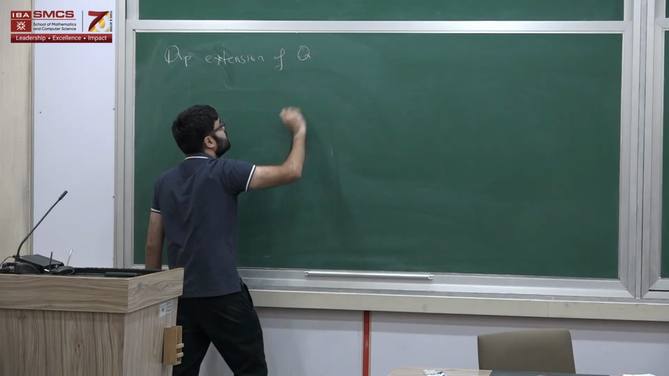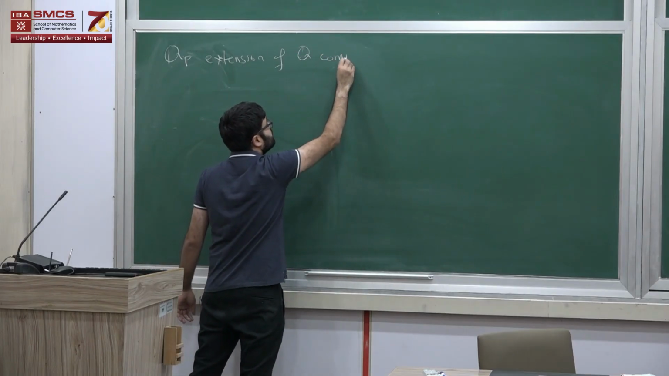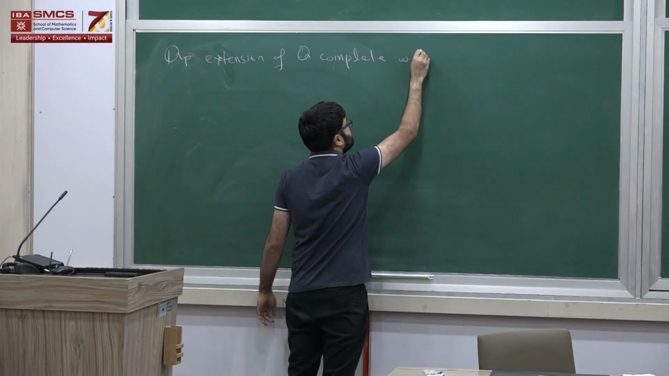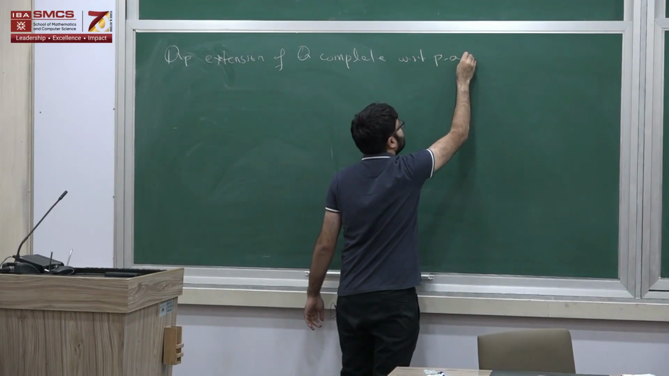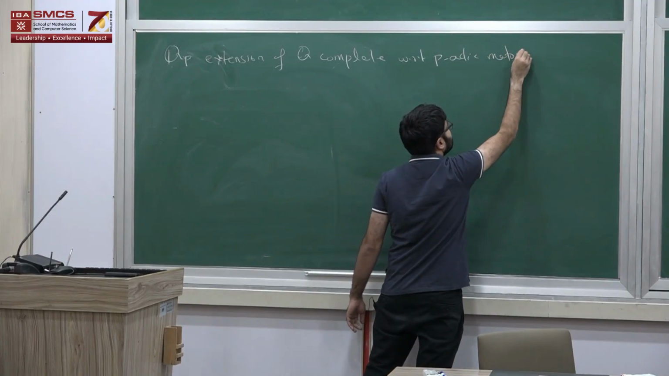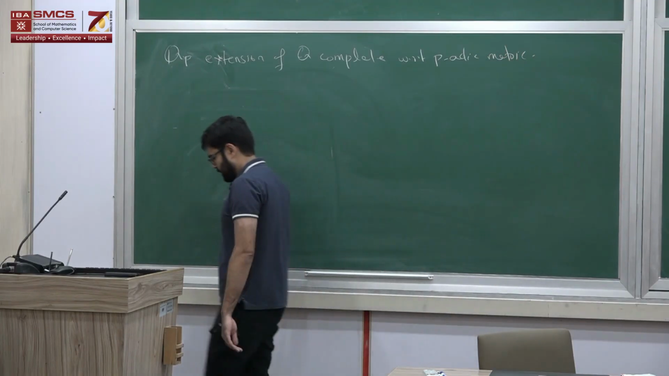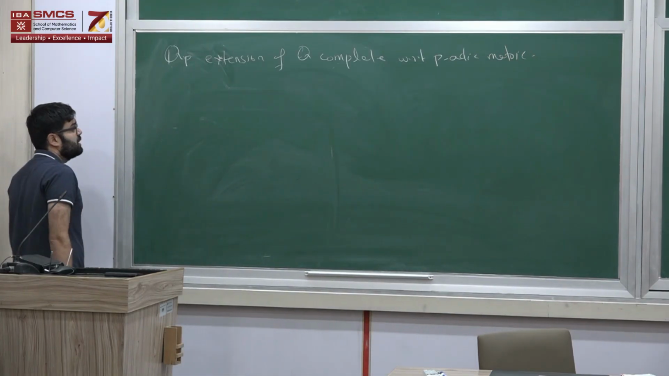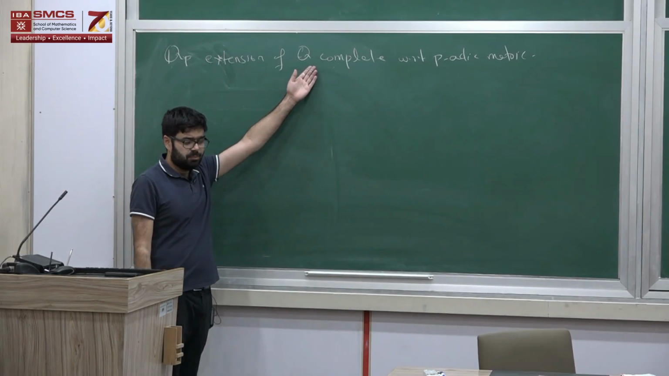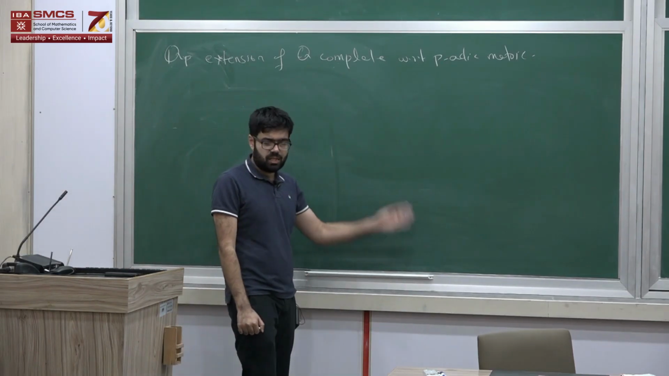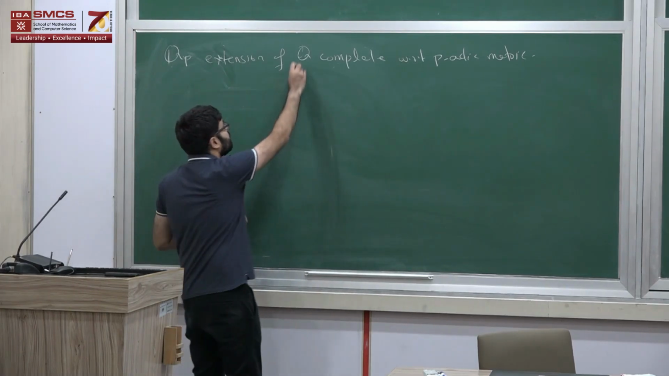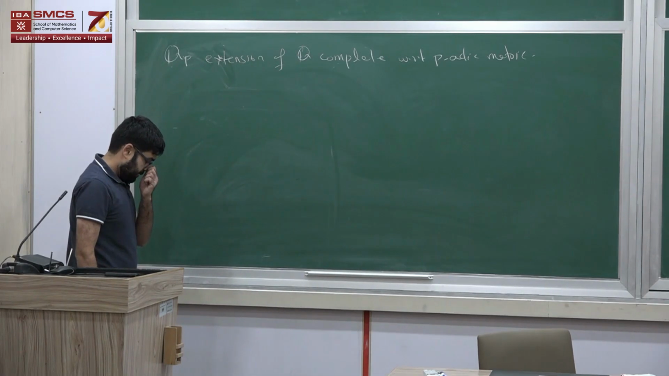which is complete with respect to the p-adic metric. This is a property, but it is also there just by definition, because last time we defined them as the completion of Q with respect to this metric.